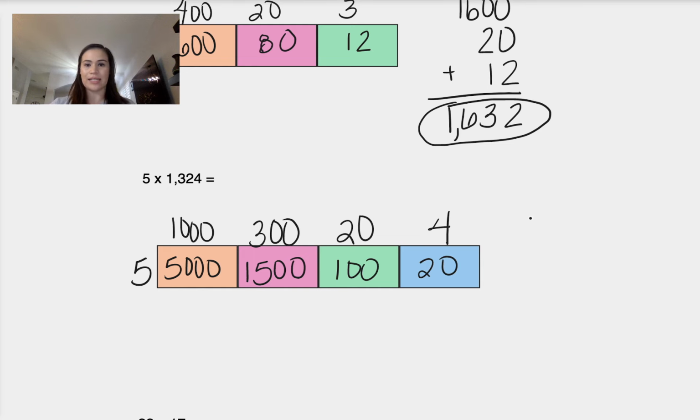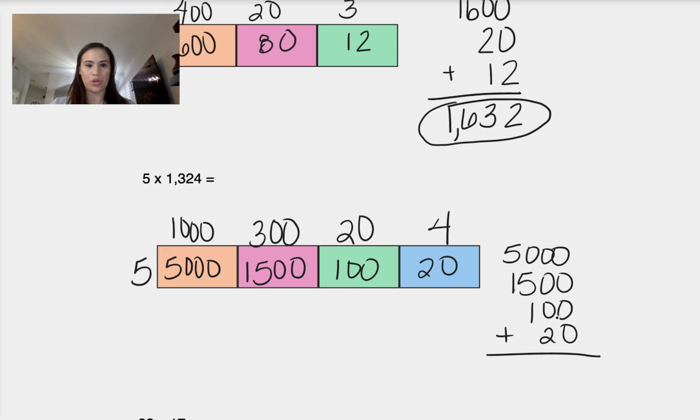So again, our next step here is going to be adding everything in the boxes straight down. So we have 5,000 plus 1,500 plus 100 plus 20. So we're going to add all of those straight down. So we have zeros straight down. Zeros plus 2, so 2.